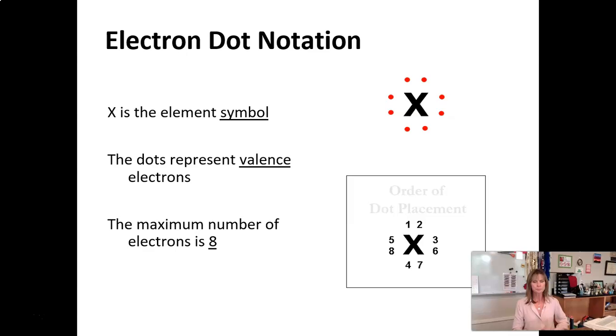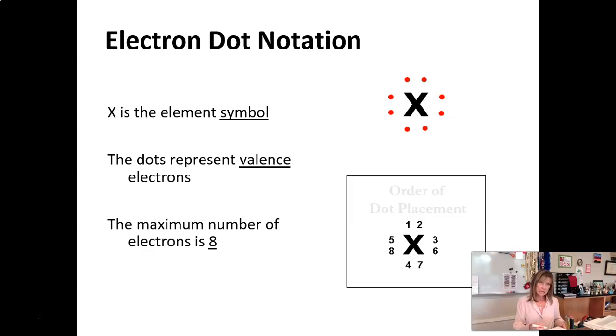Super easy. So what you see here, X is just any element. Okay, it's just a symbol for an element, whichever one you pick. And then around the outside of the element's symbol, you would draw the number of valence electrons that that atom has. Represents the valence electrons. So the red dots that you see on your screen are showing that that would have 8 valence electrons.